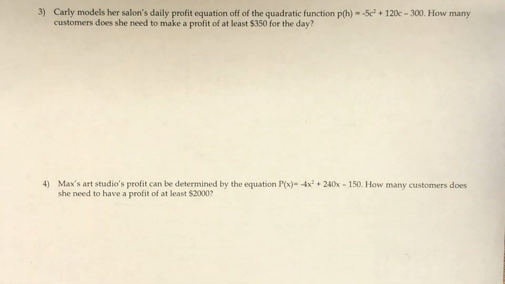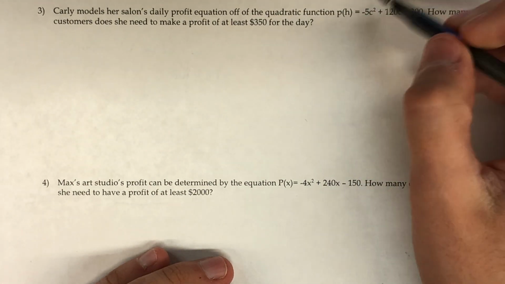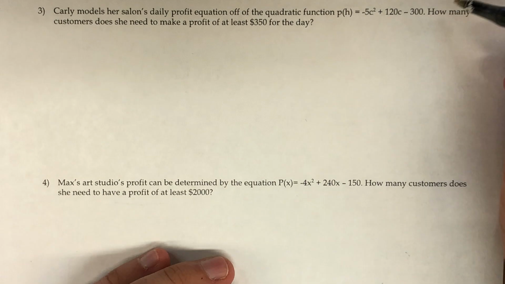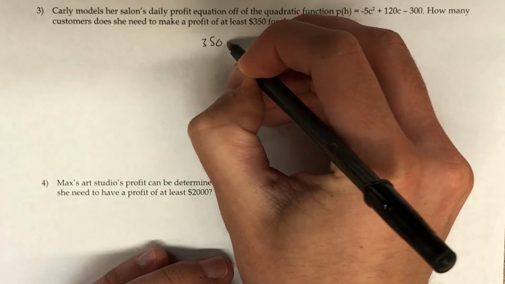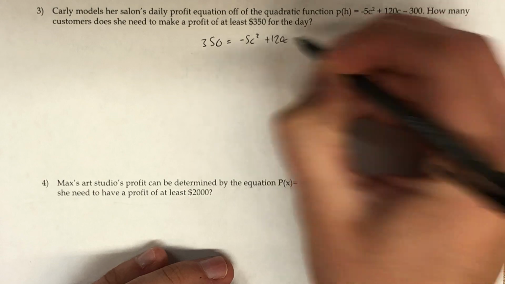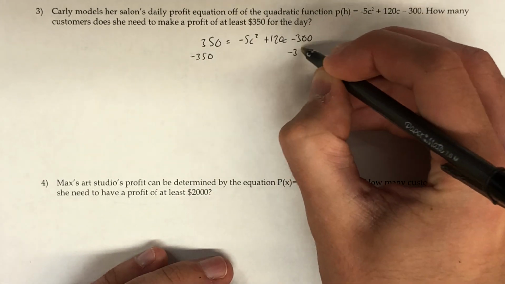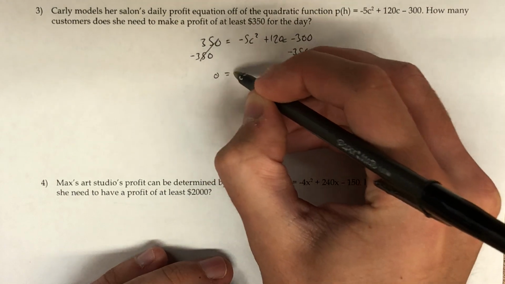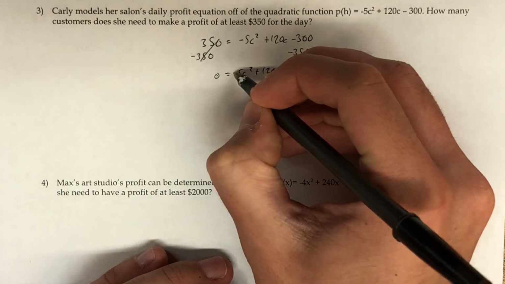Okay, we're back. So Carly models her salon's daily profit equation off of the quadratic function p of c equals negative 5c squared plus 120c minus 300. How many customers does she need to make a profit of at least 350 for a day? So we want to make 350, so we set our equation equal to 350, subtract 350 from both sides to get it set equal to 0, and then we perform the quadratic formula.